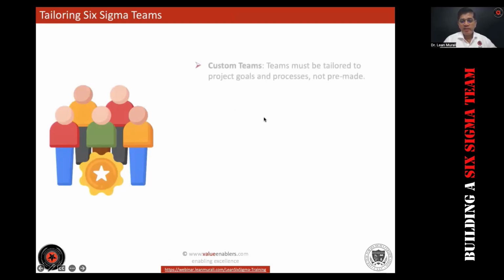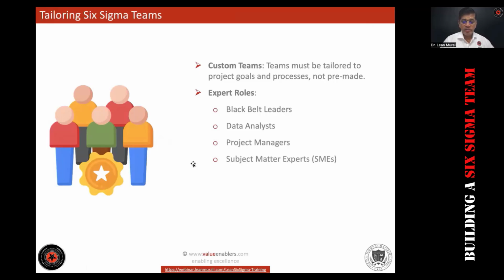How do we tailor the Six Sigma teams? Okay, you have the custom teams. The team must be tailored to meet the project goals and process. It has to be tailor-made. It can't be a fixed pre-made team. Now there are many roles in this, like black belt leaders, data analysts, project managers, subject matter experts. This is one word you have to remember, we'll use it quite often. All of you type SME in the chat box. Subject matter experts. All of you type SME in the chat box.